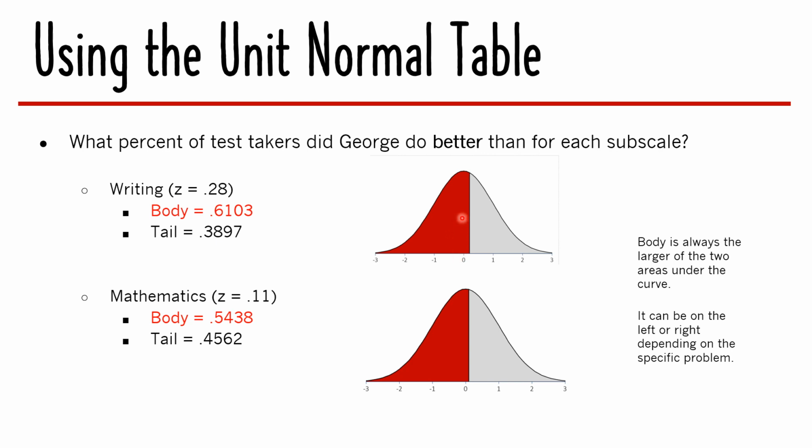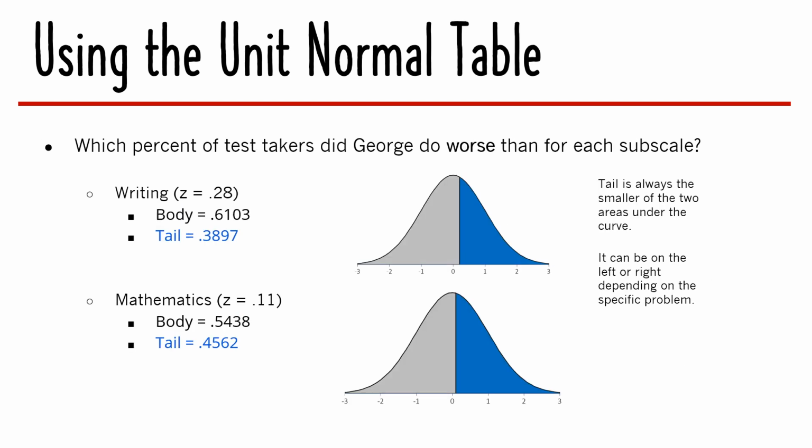He did better than 61.03% of people on the writing test. Okay? So he did better on the writing test than on the mathematics test. And this shows us how much better he did than other individuals who took that test. So in that case, we were looking at everyone that George did better than on the previous slide.